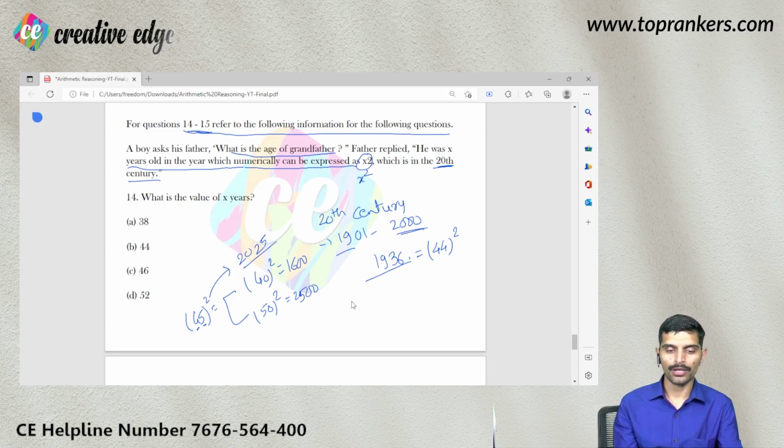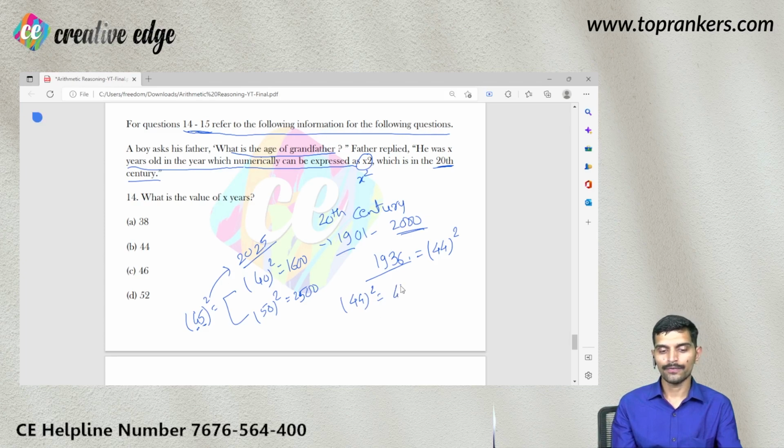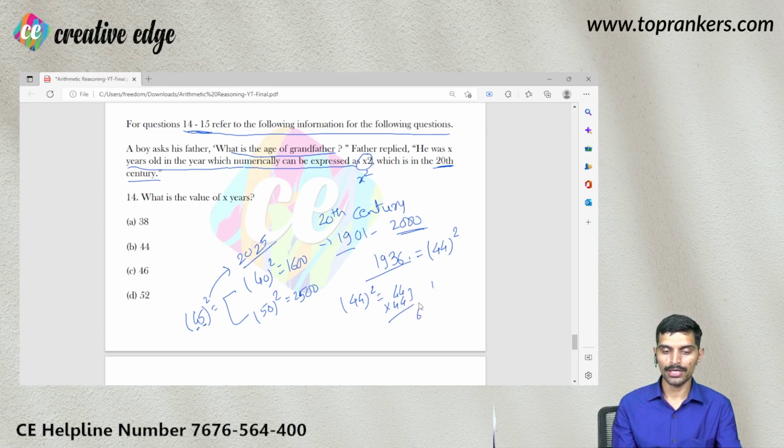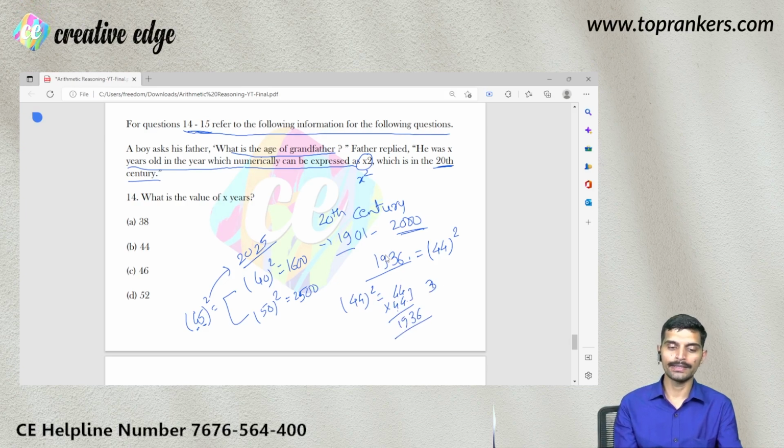So I will check with 44. You can calculate 44 into 44 using the conventional way, or you can use the Vedic mathematics way. I'm going with the Vedic mathematics way. 4 into 4, 16. Then 4 into 4, 16 twice, 16 plus 16, 32. Carry over 3, 4 into 4, 16 plus 3, 19. So that gives me 1936, right?